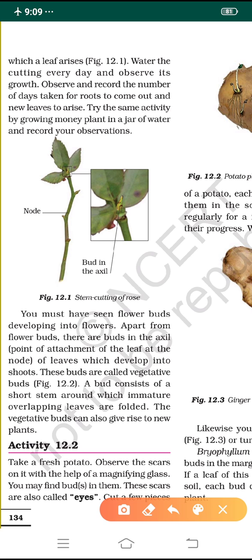These axils of the leaves develop into shoots. Only these develop into shoots. You have to remember this. The axils of the leaves develop into the shoot part of the plant. Shoot means the upper parts of the plant. So these buds are called vegetative buds. For that reason we call them vegetative parts of the plant.